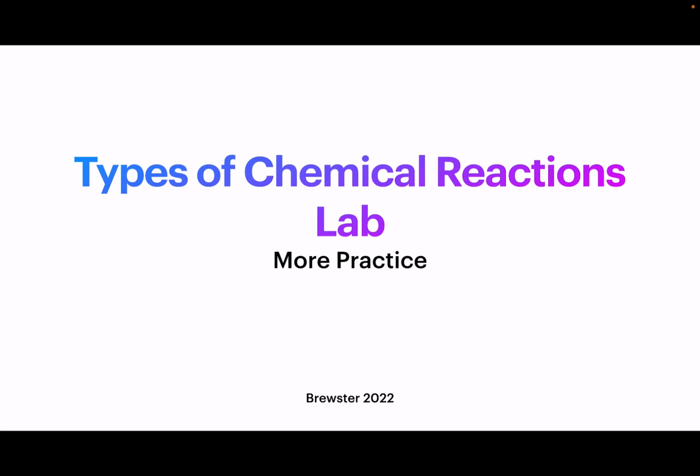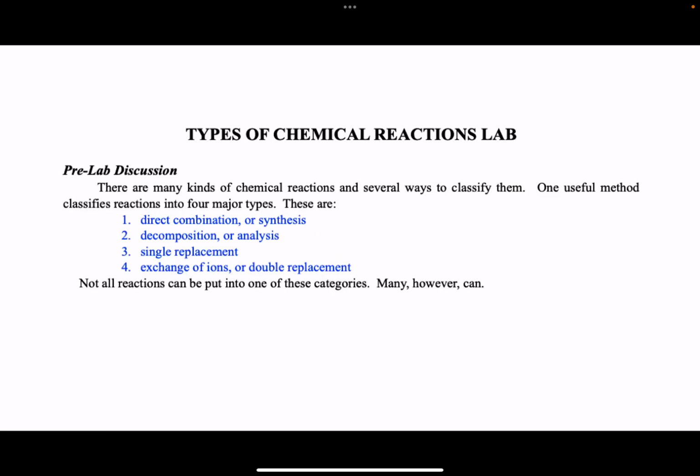Types of chemical reactions lab. This is the post lab. So your general setup, your pre-lab, you all looked at direct combination or synthesis, decomposition, single replacement, and double replacement.